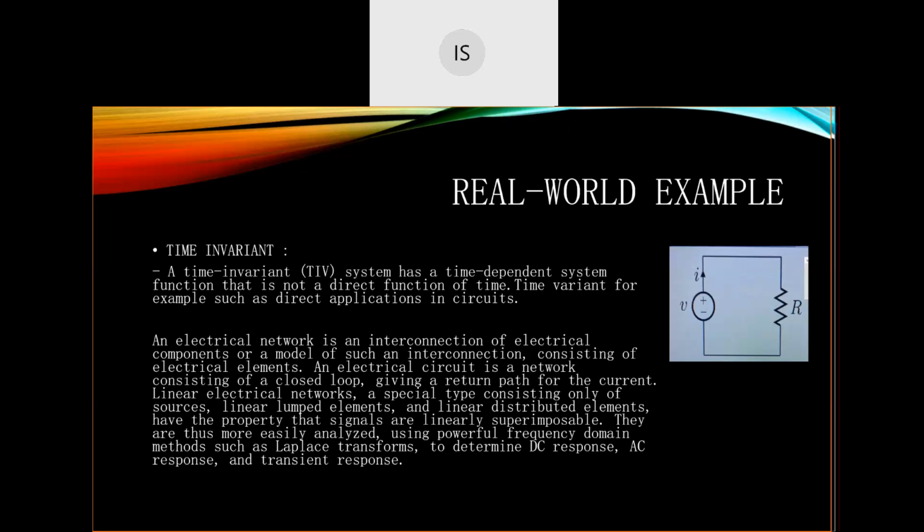Linear electrical networks, a special type consisting only of sources, linear lumped elements, and linear distributed elements, have the property that signals are linearly superimposable. They are thus more easily analyzed using powerful frequency domain methods such as the Laplace transform to determine DC response, AC response, and transient response.